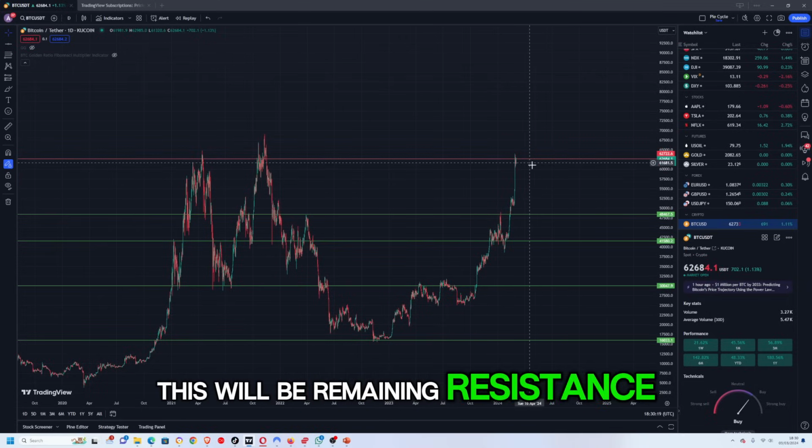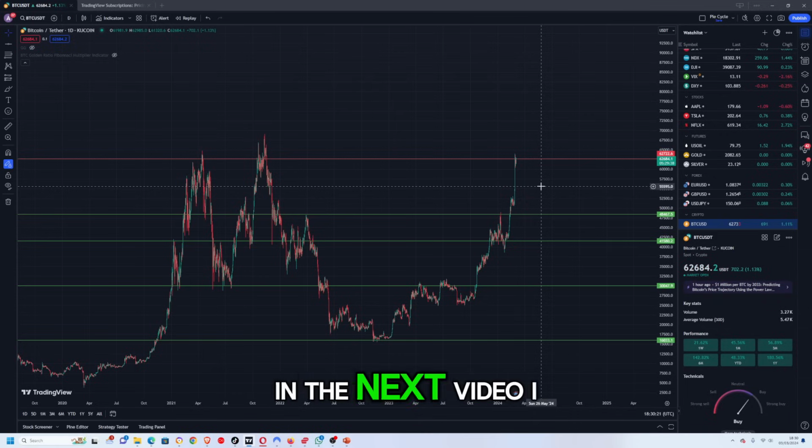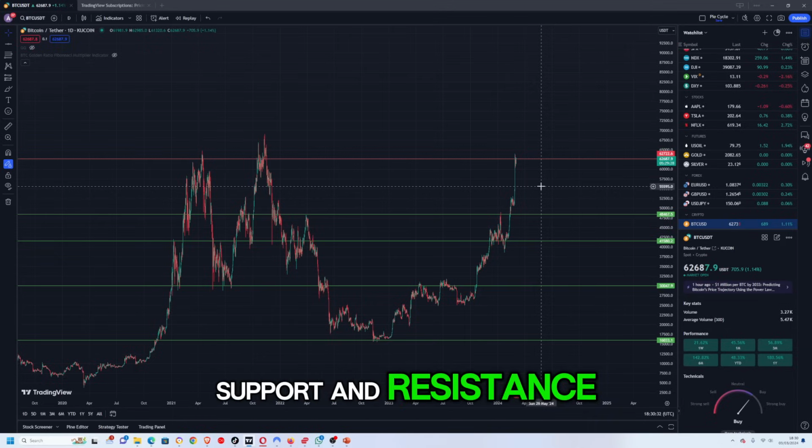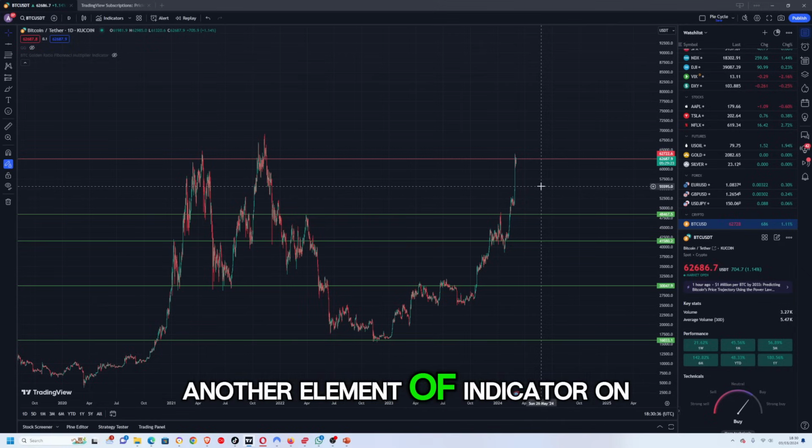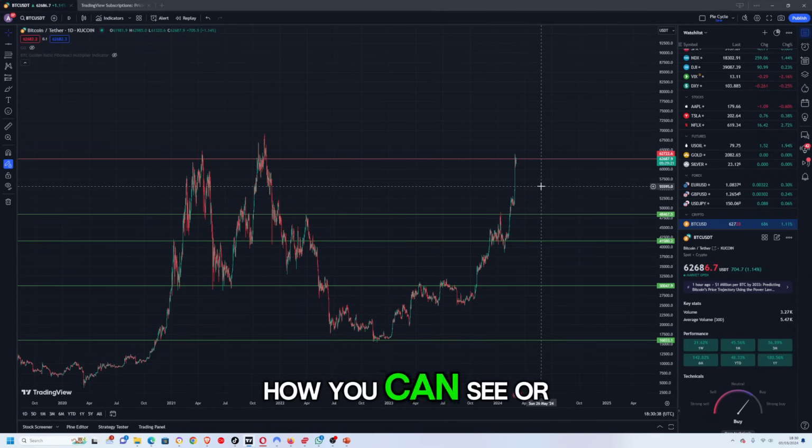And as long as we stay in the current area where the price is at the moment, this will remain resistance. In the next video, I will go onto the 4 hour time frame and the 1 hour time frame and the 15-minute time frame to give you areas of support and resistance, and I will also put in another indicator on the chart, showing how you can predict a price.